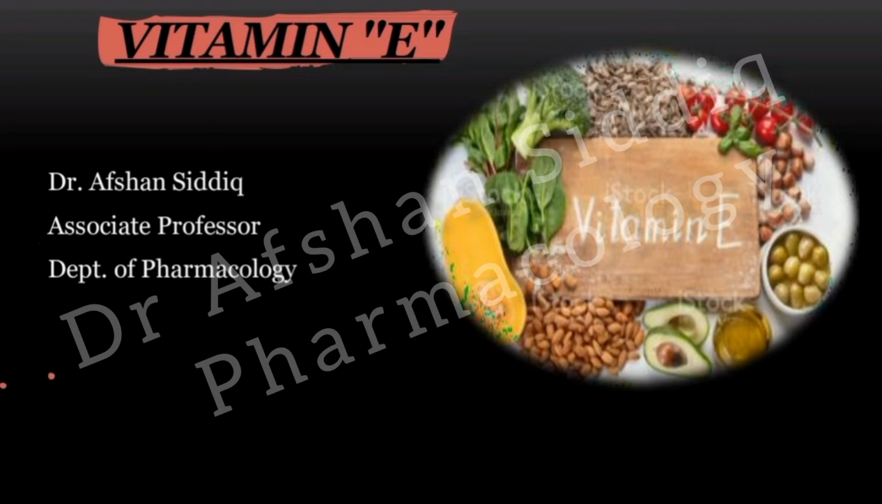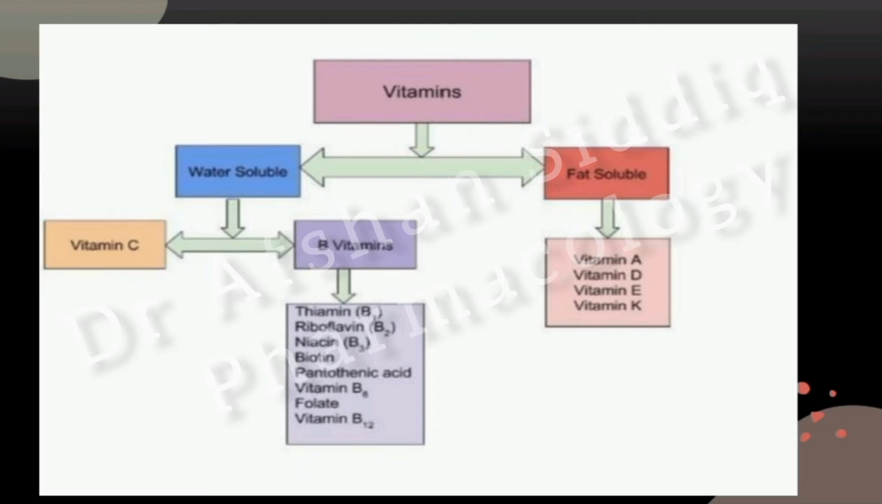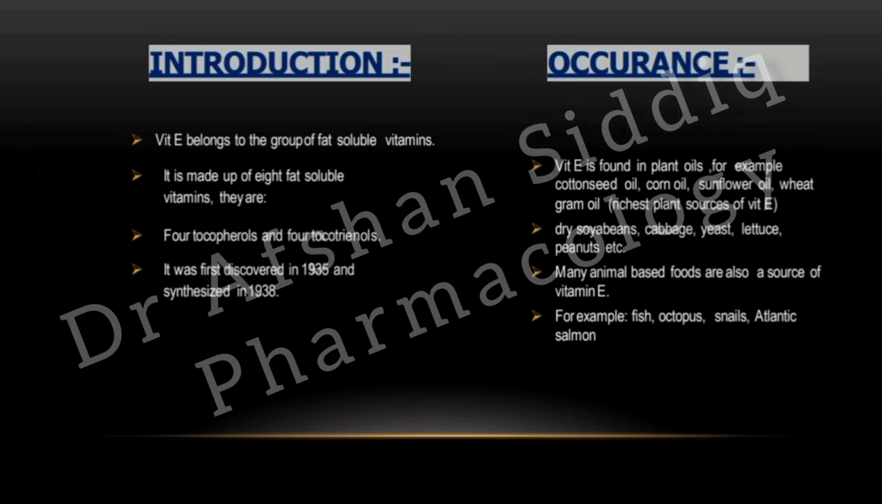Vitamin E is another fat soluble vitamin which is known as tocopherol. There is not only a single vitamin listed in vitamin E, there is a set of 8 different compounds which are known as vitamin E.